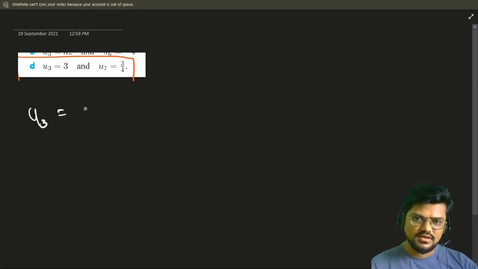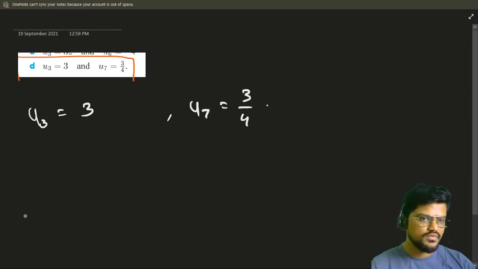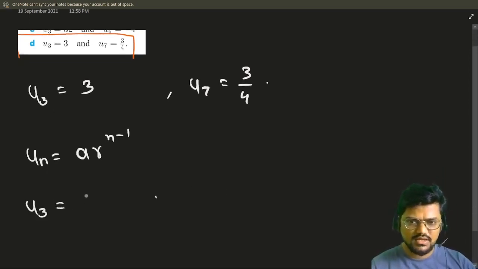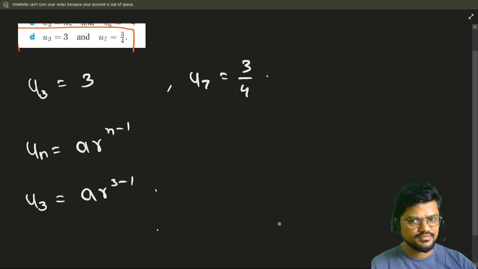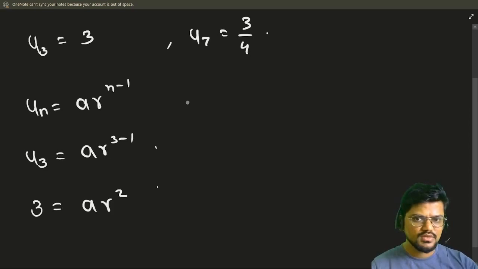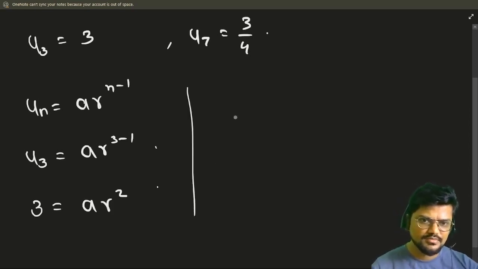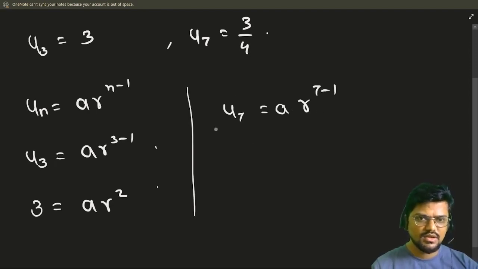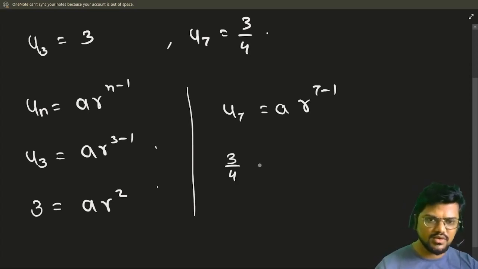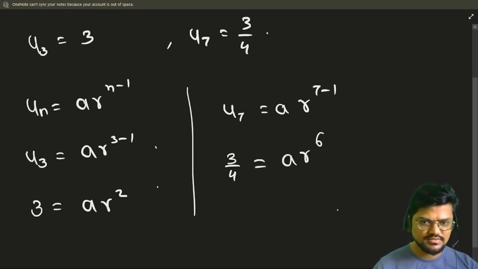The third term is 3 and the seventh term is 3 by 4. What we know, the nth term equals a r raised to n minus 1, right? So the third term will be written as a r raised to 3 minus 1, but the third term is 3 only, so a r raised to 2. Similarly, the seventh term is written as a into r raised to 7 minus 1, but the seventh term is 3 by 4, which will be equal to a into r raised to 6.